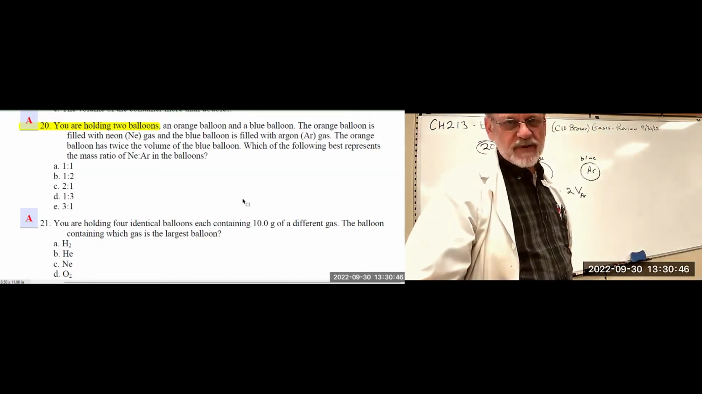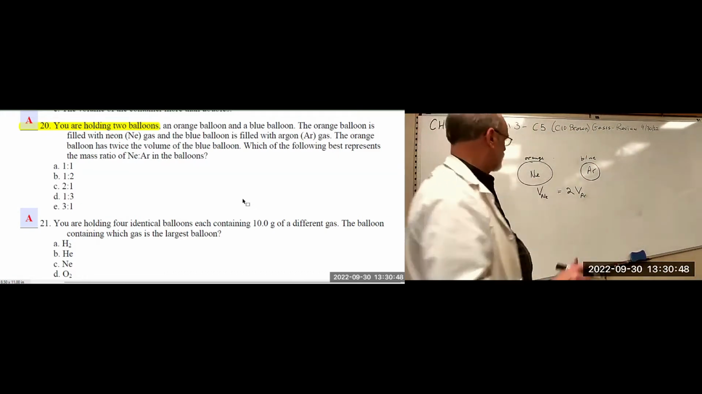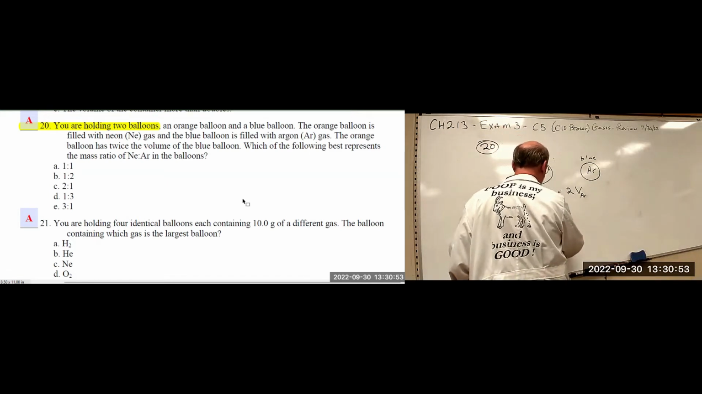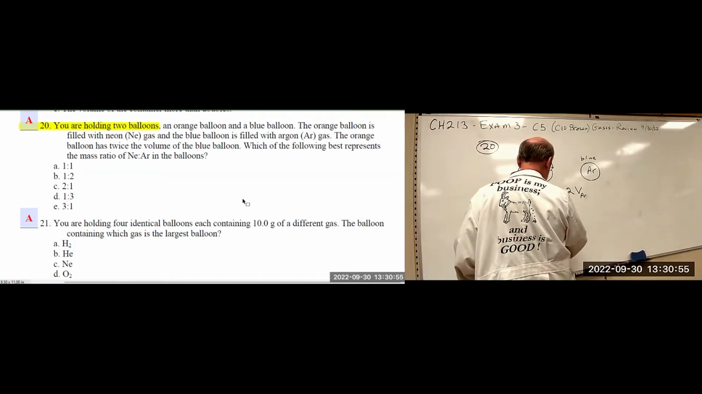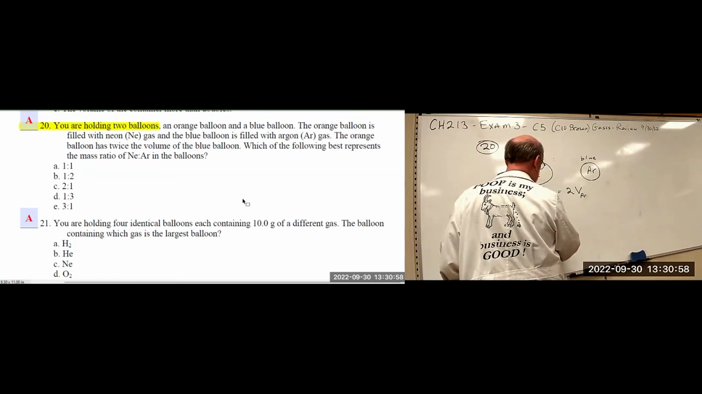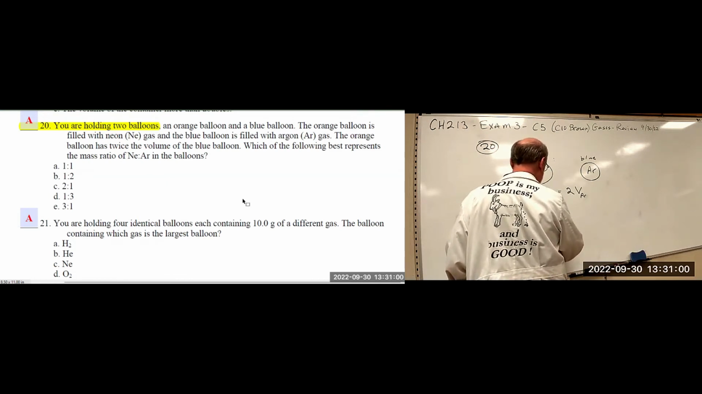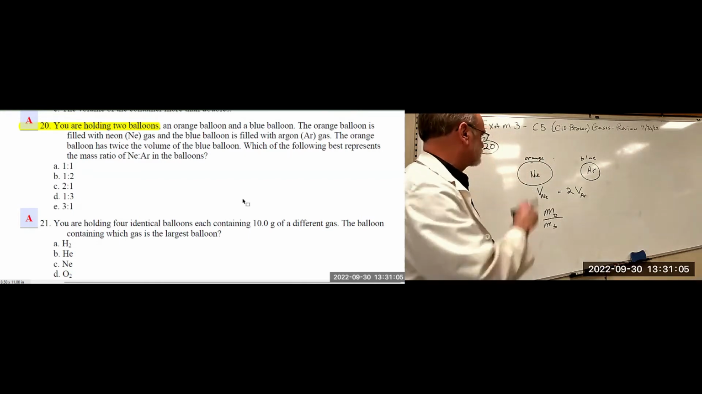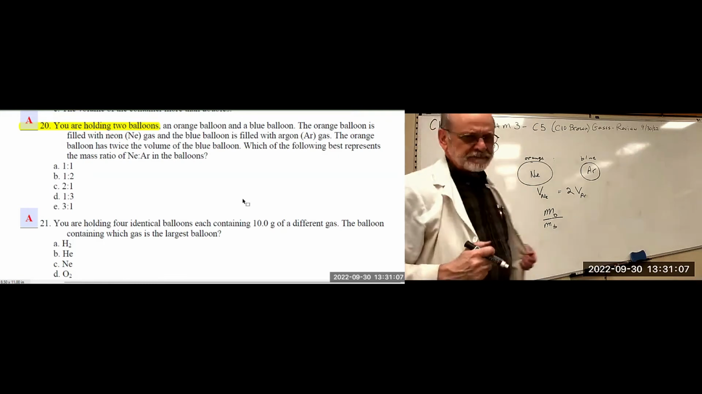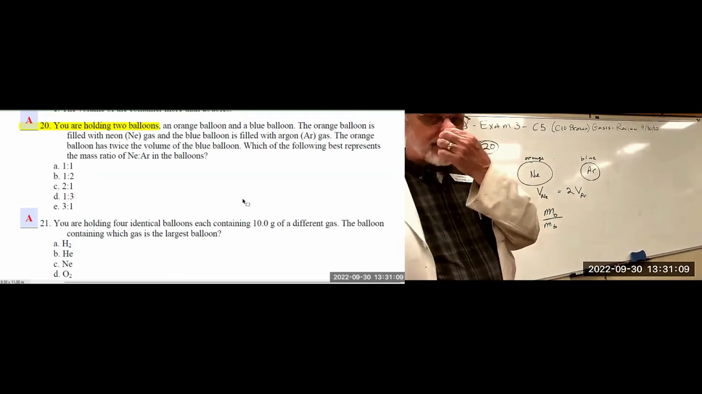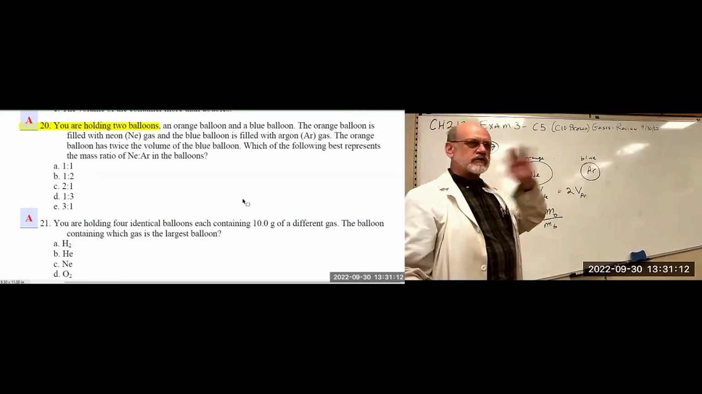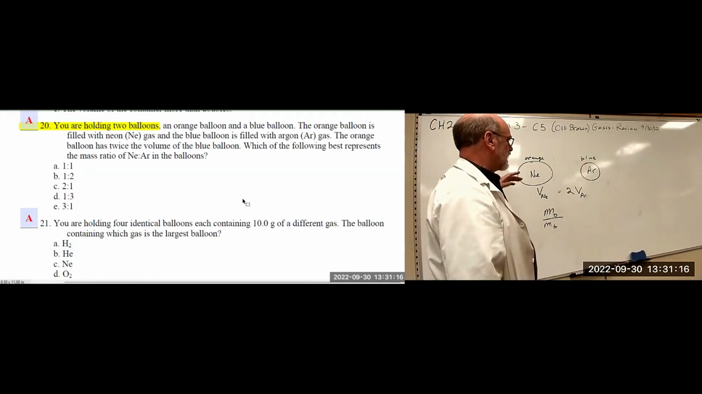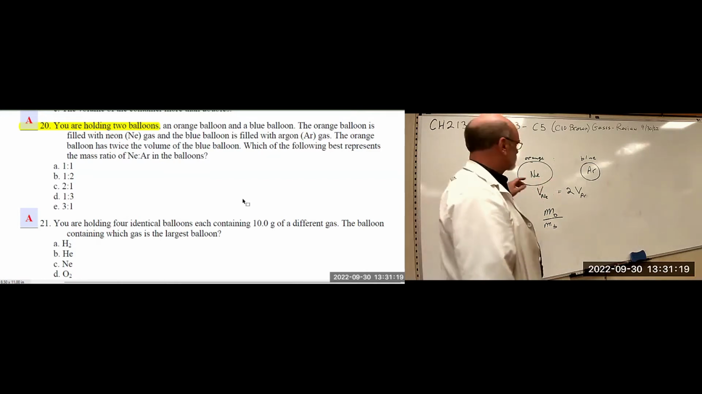All right, which of the following best represents the mass ratio? So what we want is the mass of the orange and the mass of the blue. That's the ratio we're looking for. I think in the worked problems, I go into some algebraic gyrations, but maybe just a verbal explanation would probably work best here.